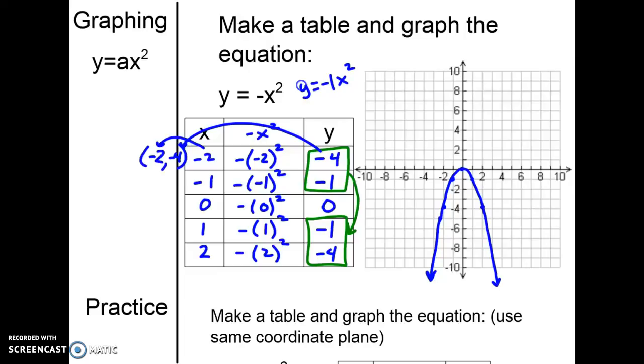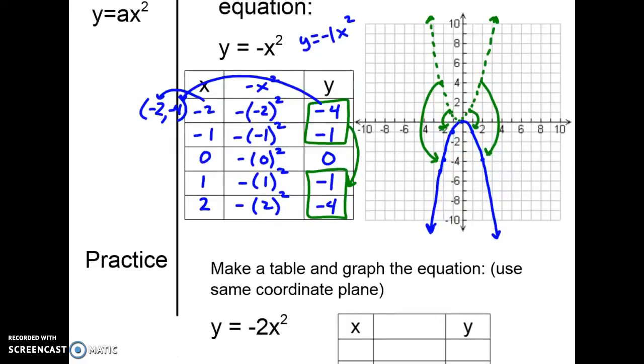Hopefully you remember the parabola that we had before. We had this parent function that looked like this, right? y equals x squared is the parent function. Really all that happened is we took each of these points and flipped them down over the x-axis. So you can see how everything got flipped. Instead of above the x-axis, now it's down below the x-axis.